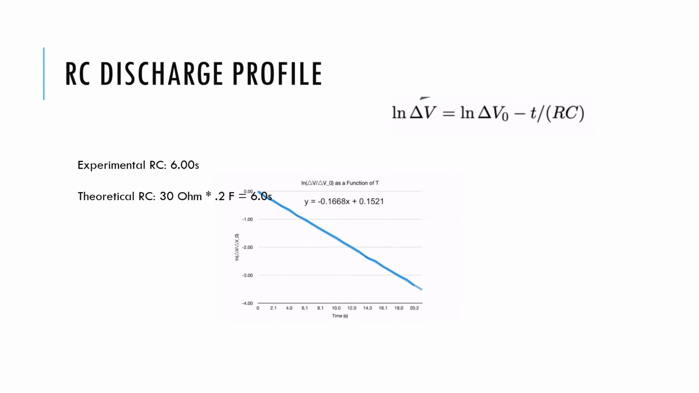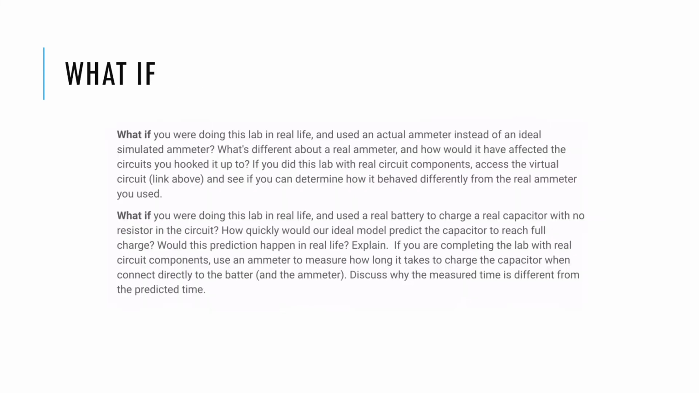RC discharge profile. This plot in Excel was made from experimentally sampling values of delta V over time. This is a linearized form of an RC equation, and experimentally from the slope of the line of best fit that we plotted in Excel, the experimental RC was seen to be 6 seconds, and the theoretical RC, literally resistance 30 ohms for the light bulb in this case, times capacitance 200 millifarads or 0.2 farads, was equal to 6 seconds. The reason that lined up, there was very little error in this entire lab, is simply due to the fact that it's a simulation that's built on these idealized laws.